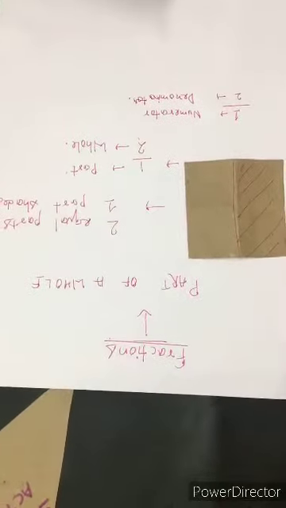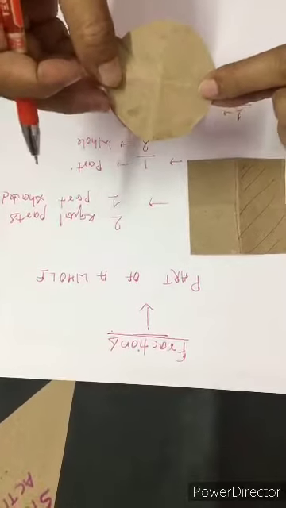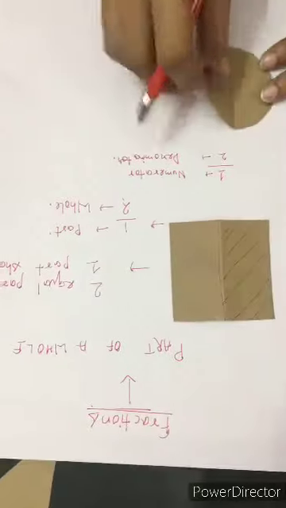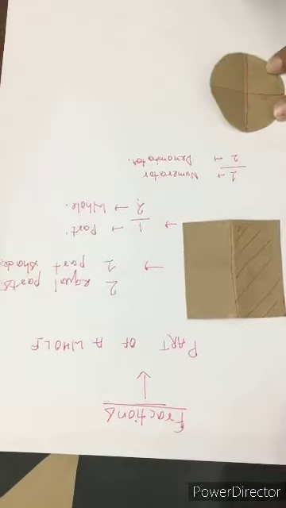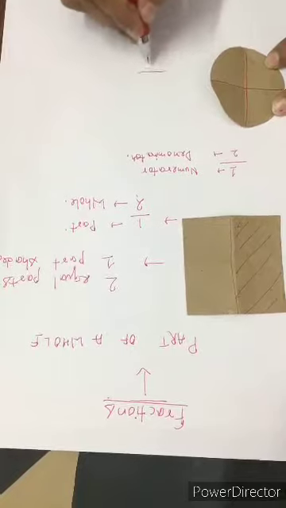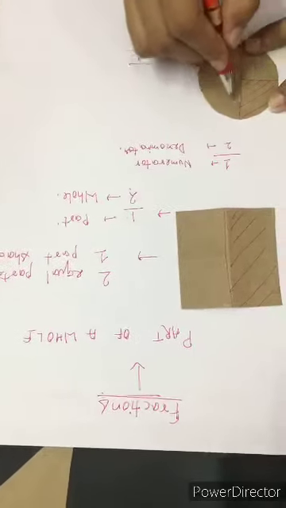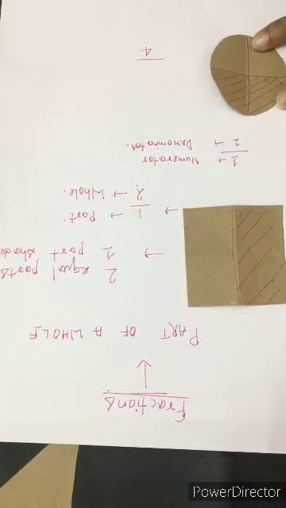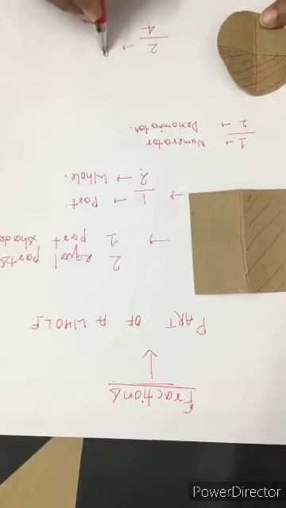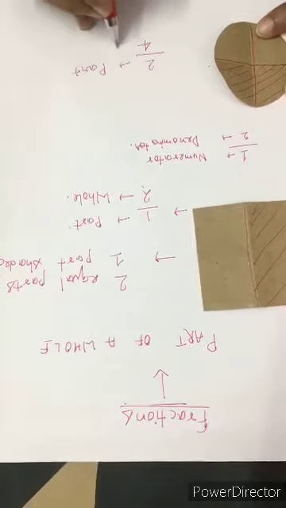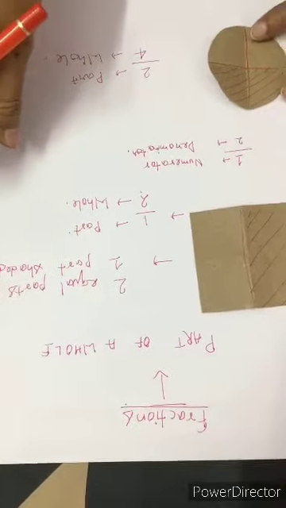Okay, similarly you can take some another shape. For example, what shape is this? See, this is a circle. And let me divide this circle in some parts. In how many parts I have divided it? I have divided in 4 parts. The whole is divided in 4 parts. And how many parts I have shaded? I have shaded 2 parts. So the fraction is 2 by 4. This is part and this is whole. So this was just the recapitulation of the previous class.